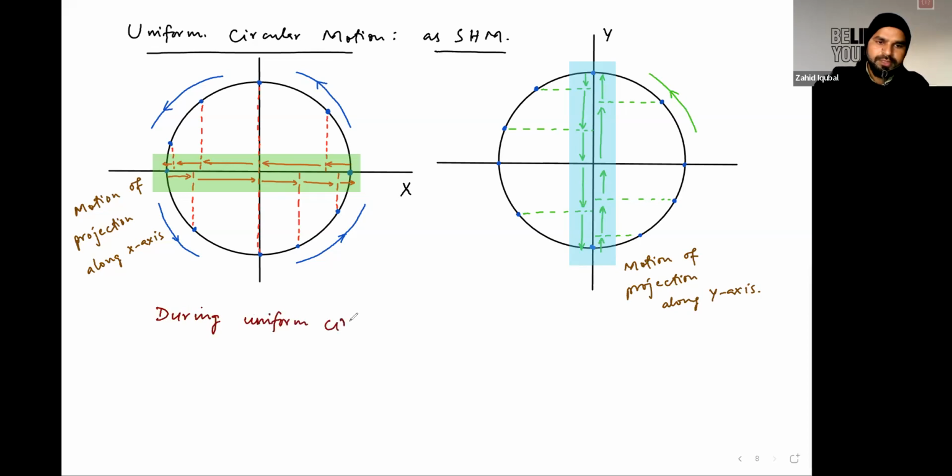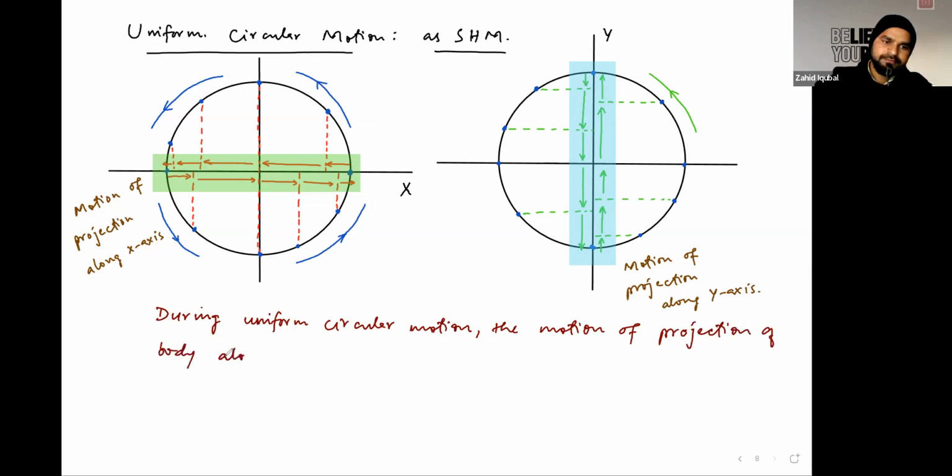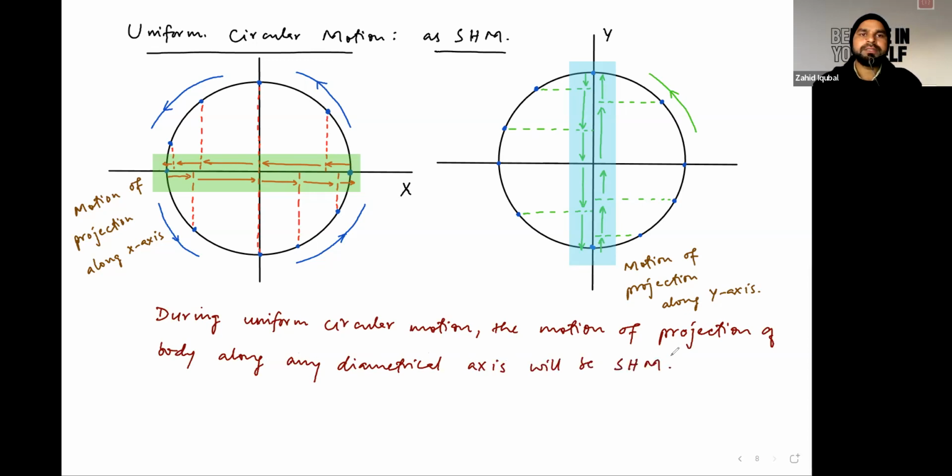So from this, we can conclude, during uniform circular motion, the motion of the projection of a body along any diametrical axis will be simple harmonic motion. Just write it down.